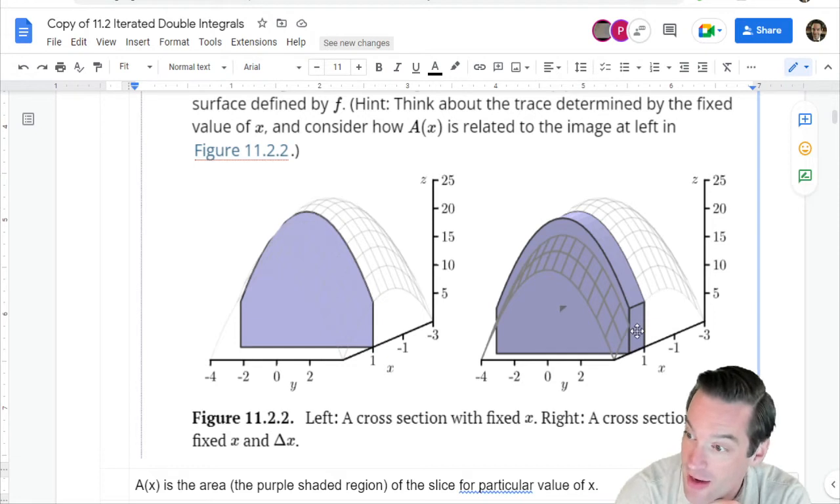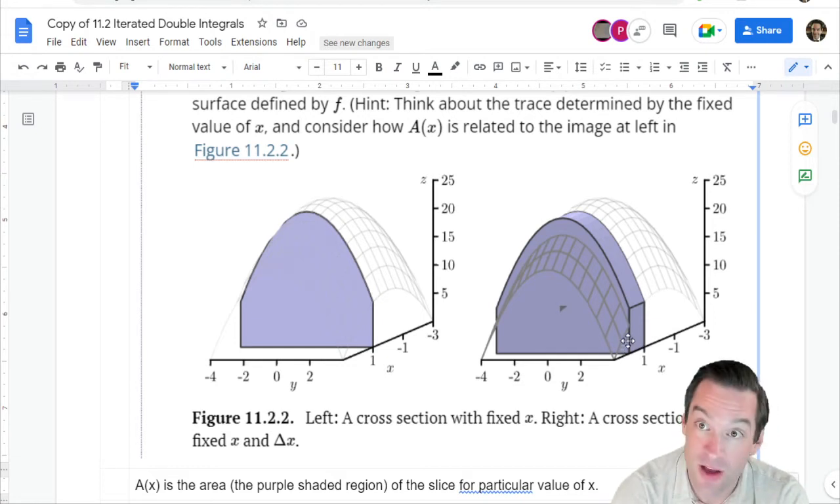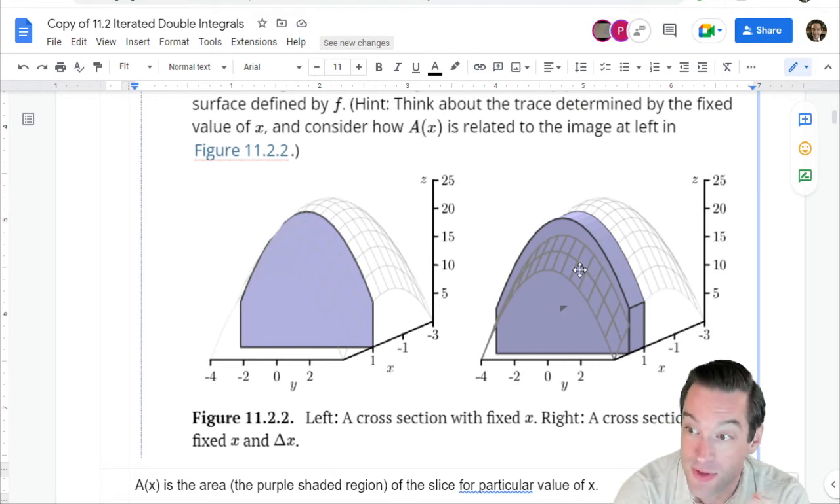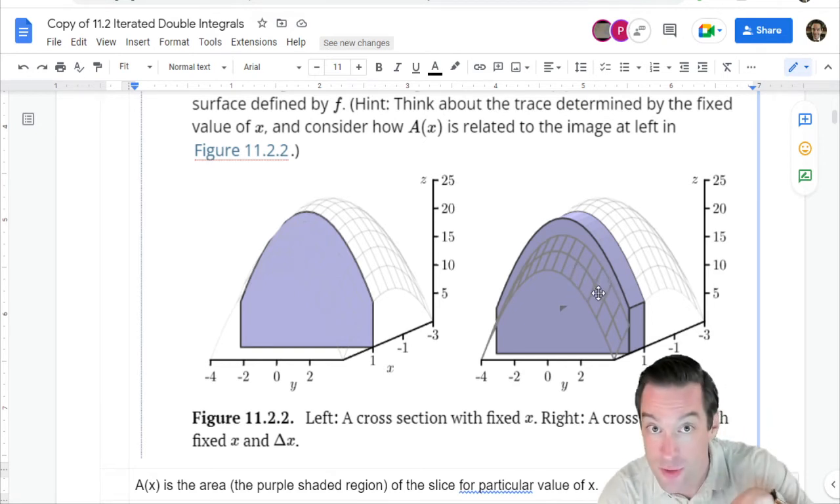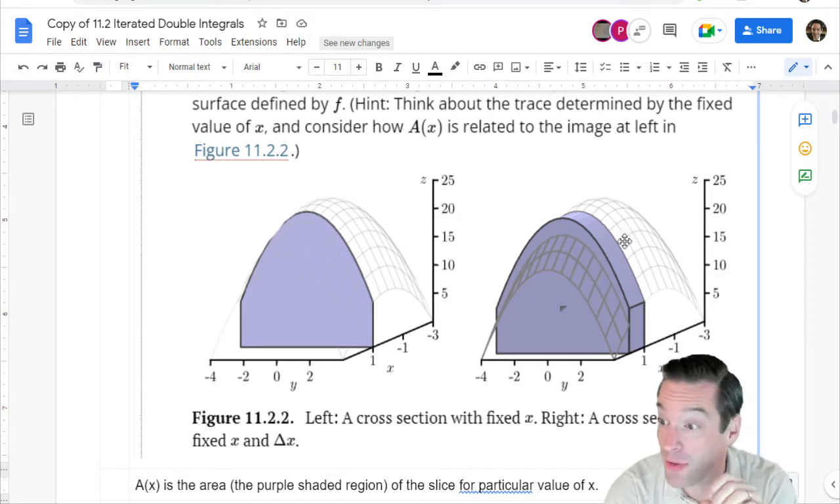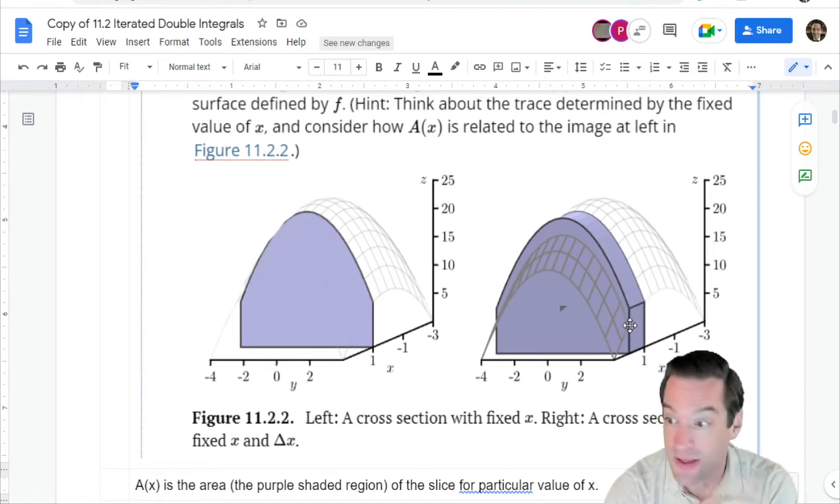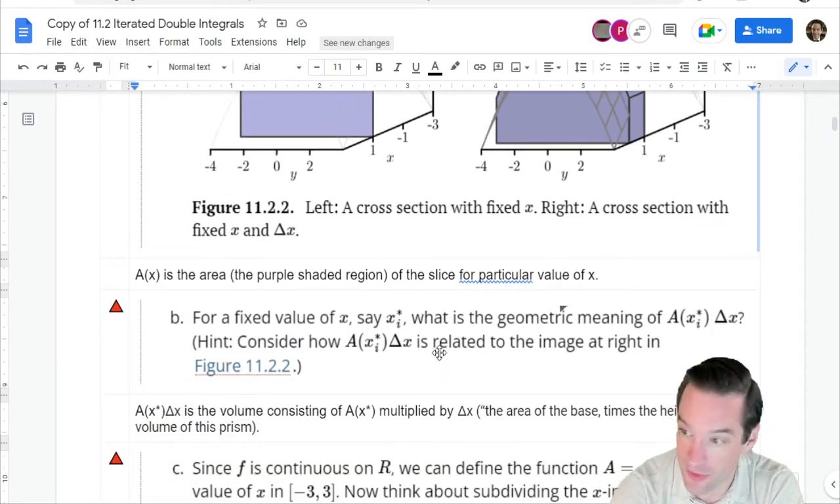And then if we give that area a little amount of thickness, call it delta x, then multiplying that area by that thickness, area of the base times the height, gives us the volume of this prism. And that prism stacks maybe underneath, maybe above, maybe a little bit of both, but it approximates the volume underneath the graph of our function at that point, x i star, as it's called here.